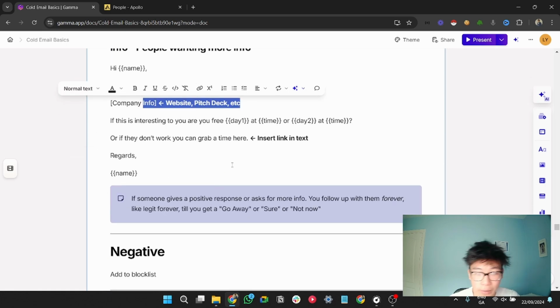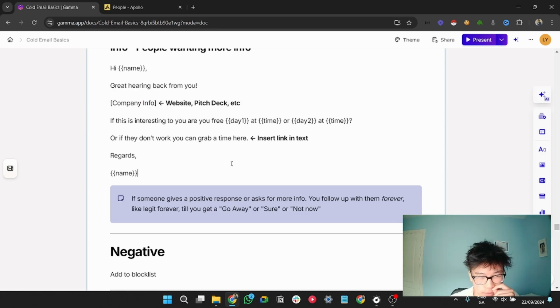If someone gives a positive response or asks for more info, you can follow up with them forever, like legit forever, till they tell you to go away or sure or not now. When I say forever, I mean like 10 times, okay? Because that's probably like 6 months of following up. You run it every 5 to 6 days, and then weekly and then bi-weekly and then monthly. If you run 10 times over 6 months, it's basically like having them on roll.